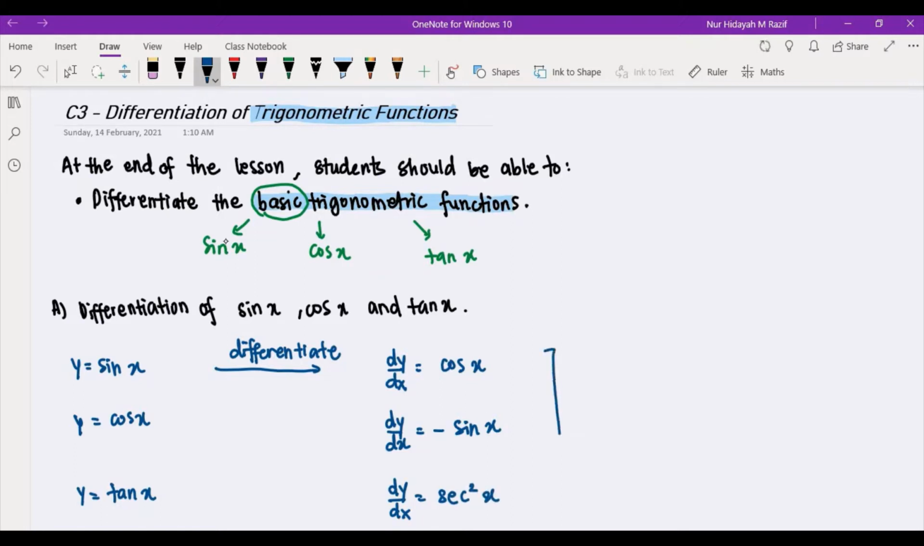So these 3 derivatives will be given to you without any proof, because the proof is not in your syllabus, out of syllabus. So if you are still interested to know the proof on how we get these derivatives, you can see me personally and I'll show you the proof.